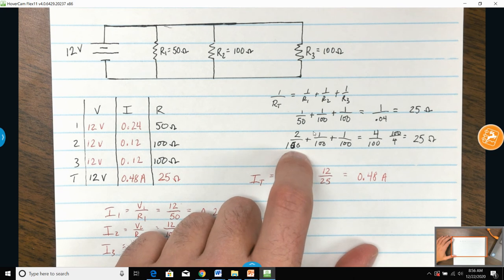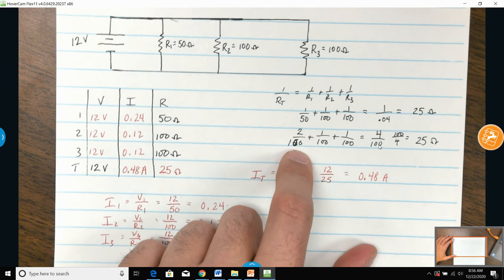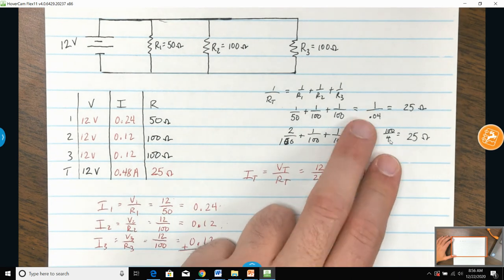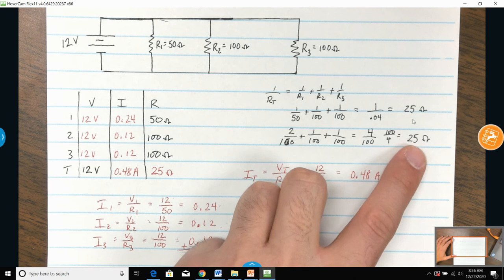So when you do that, you're going to add the numerators. So 2 plus 1 plus 1 is 4 over 100. And again, because we have to take the inverse, you flip it. So when you flip this, it's 100 over 4, and that's going to give you 25. So either way, guys, you get the same answer.